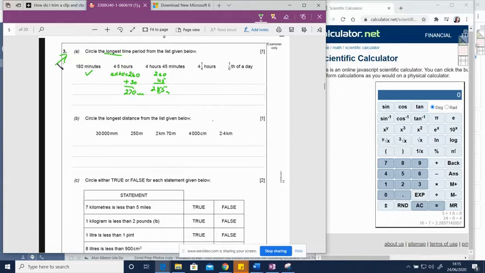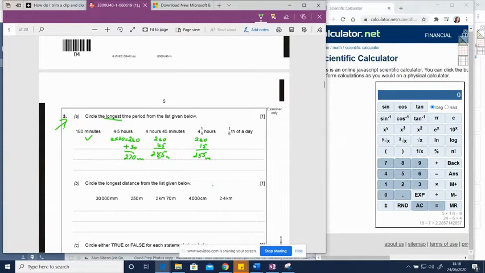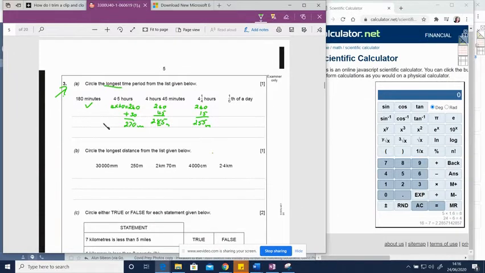4 1/4 hours is 240 minutes. A quarter of an hour is 15 minutes. So that's 255 minutes. A sixth of a day, I think, is 4 hours, which is 24 hours divided by 6. So it's 4 hours, which is, of course, 240 minutes. Now, if we look at all our minutes, we can easily see that 285 is the longest time period. So I'll just simply circle that one.